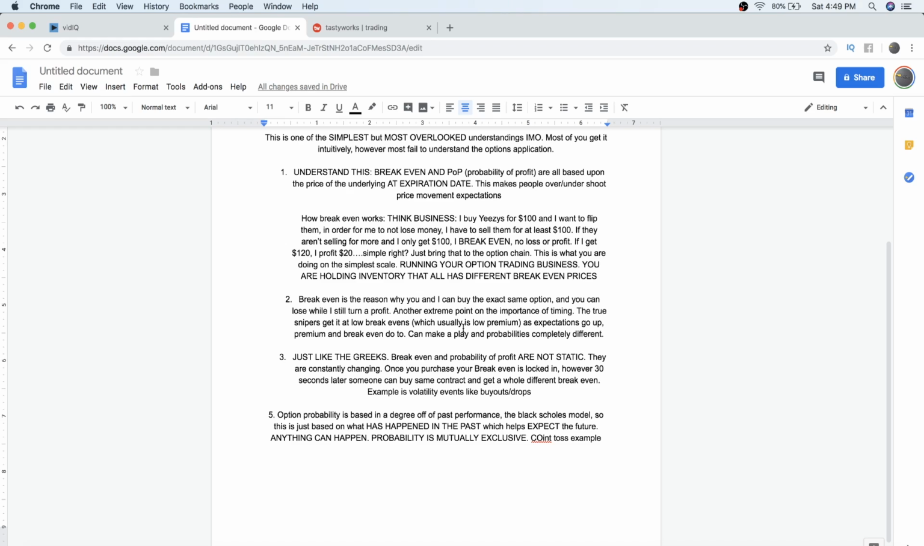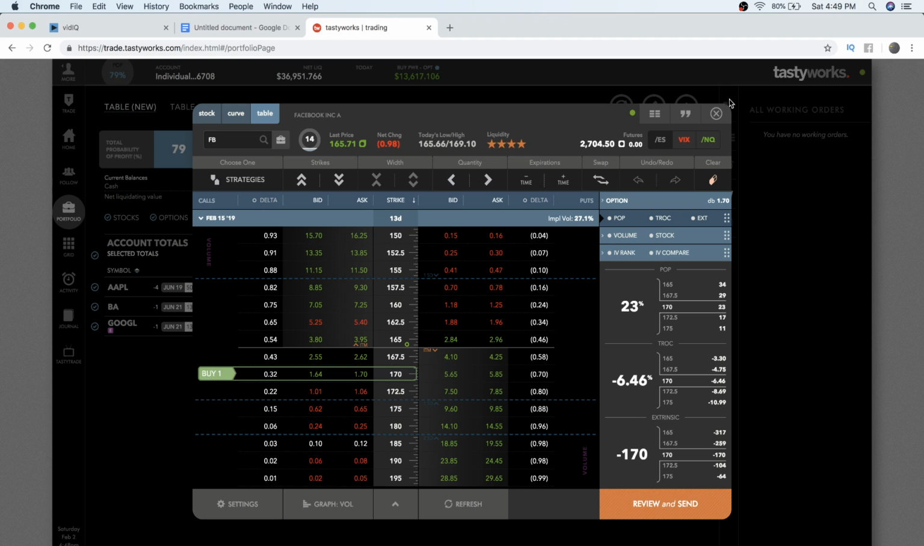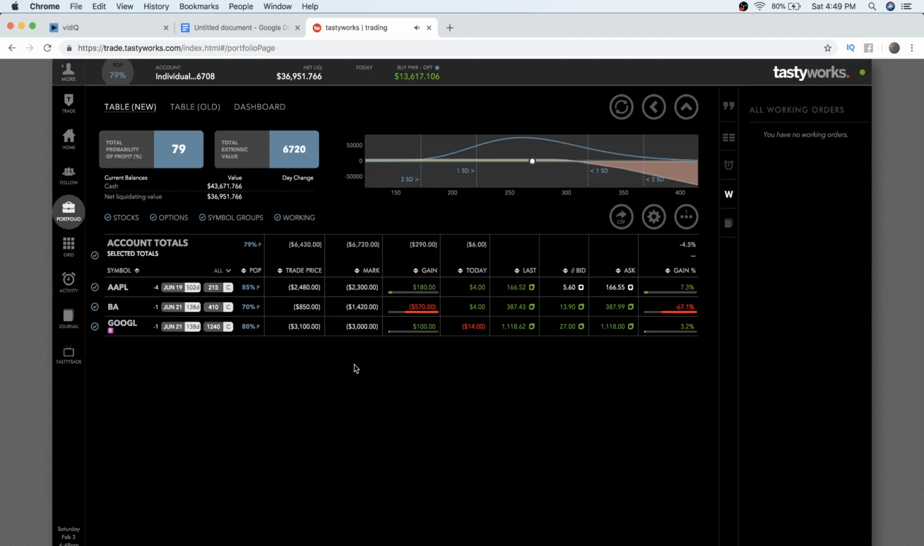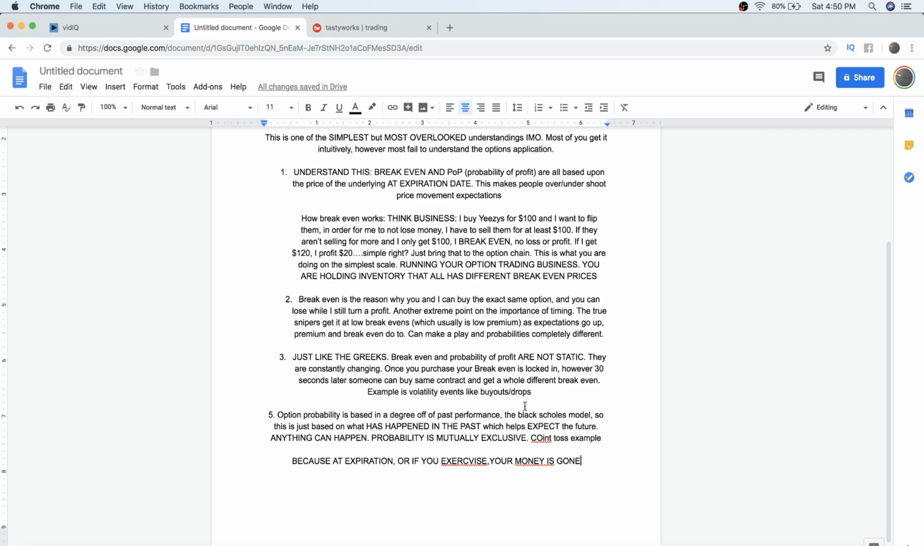And now people are saying, why? Let me give you, I forgot to write this down, so let me put this here. Because at expiration, or if you exercise, look at my awful spelling, your money is gone. When you buy a contract, the minute you give the premium to the guy who sold it, me or anybody else who's selling premium, they collect it. You paid for it. So if you exercise it, the money's gone. You just have to make sure the underlying value of the contract is worth more. That's why break even is also so important.